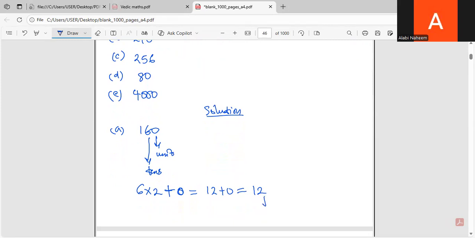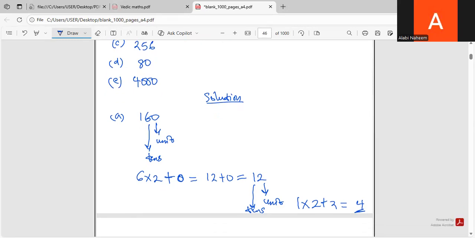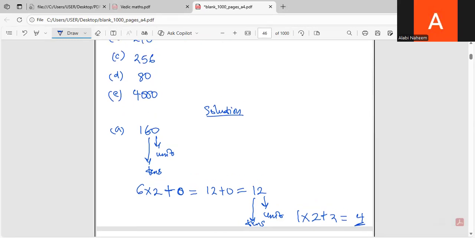You can also confirm that. For 12 also, 2 is the unit digit and 1 is the tens digit. So what do we do? We say 1 times 2. 1 is the tens digit, so you double it, 1 times 2. Add it to the unit digit, which is 2. 1 times 2 is 2, plus 2 is 4. Is 4 divisible by 4? Yes. So you can conclude that 160 is divisible by 4.